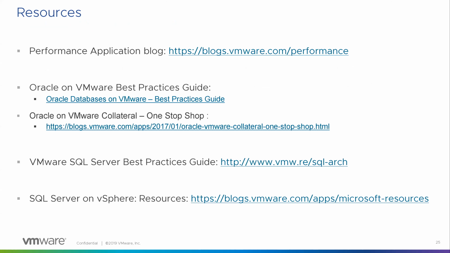Some resources that Oleg and I put together: the performance application blog is at the top. You have the Oracle on VMware best practices guide, and the one-stop shop essentially is a collection of anything and everything that has been created on Oracle on VMware, whether that's licensing, Oracle on vSAN, Oracle on vVols, Oracle on VMware Cloud on AWS, KB articles, documentation, persistent memory, or RDMA drivers.